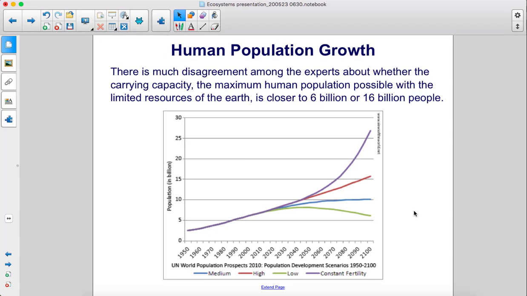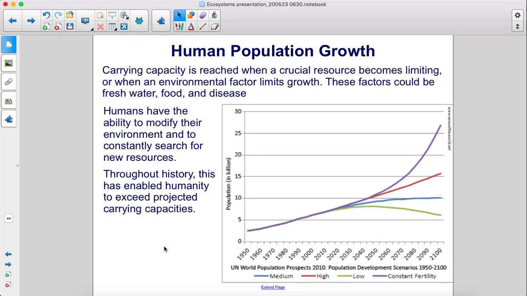There is much disagreement among the experts about whether the carrying capacity, the maximum human population possible with the limited resources of the Earth, is closer to 6 billion or 16 billion. Carrying capacity is reached when a crucial resource becomes limiting, or when an environmental factor limits growth. These factors could be fresh water, food, and disease.